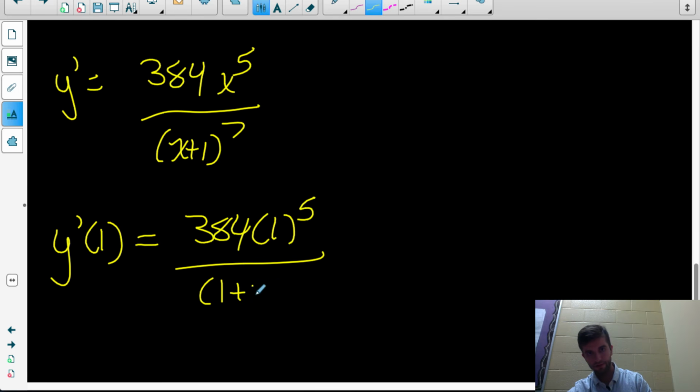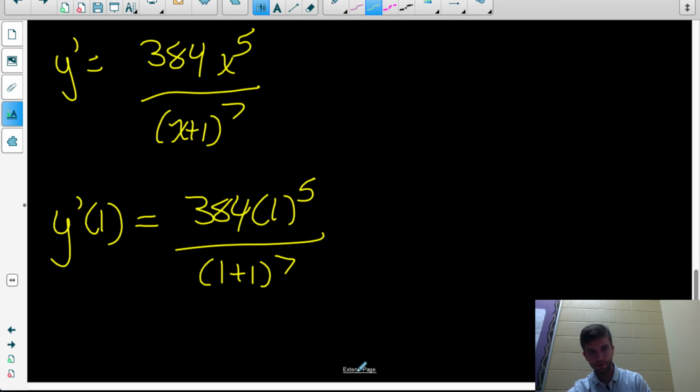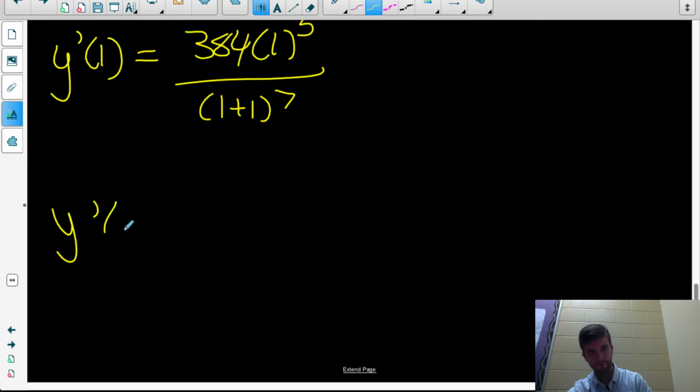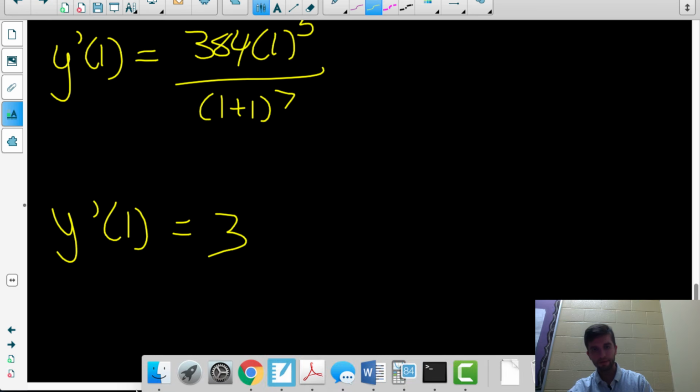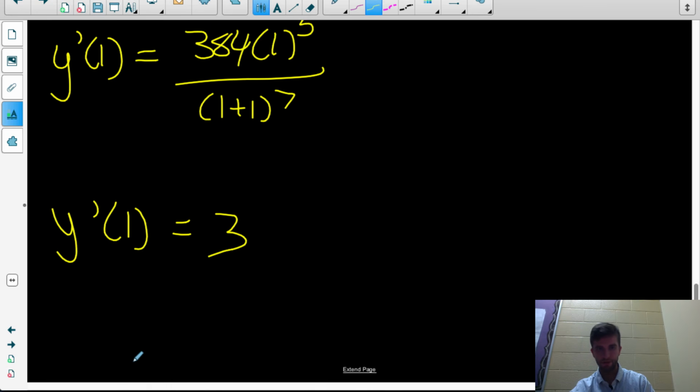So y prime at 1. We've got 384 over 2 to the 7. And we get an answer of 3. That means the slope of the tangent is 3. Our slope, m, is 3.